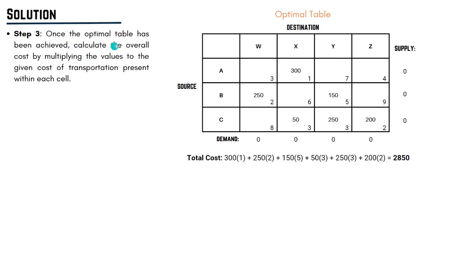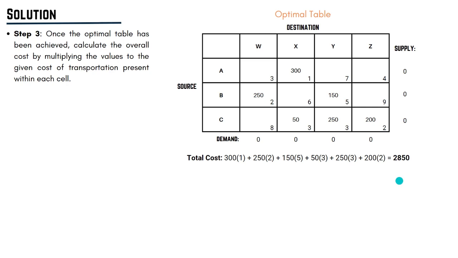Now, once the optimal table has been achieved, calculate the overall cost by multiplying the values by the given cost of transportation present in each chart. For example, we multiply cell AX, which is 300, by its transportation cost. Same goes for cell BW, 250 times 2, 150 times 5, 50 times 3, 250 times 3, 200 times 2, and we get 2,850.